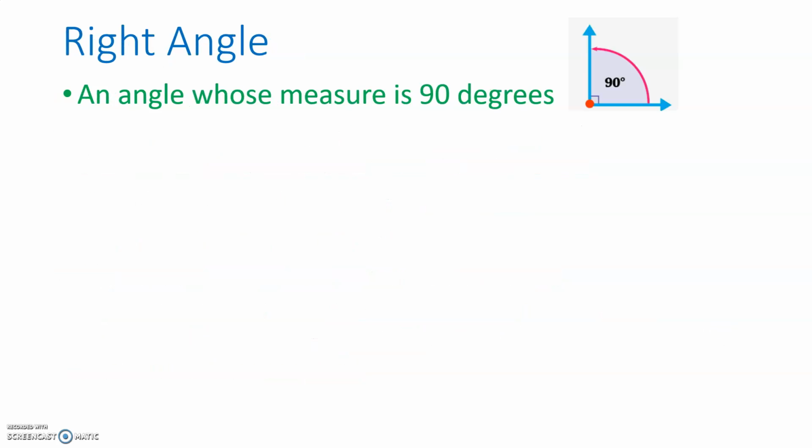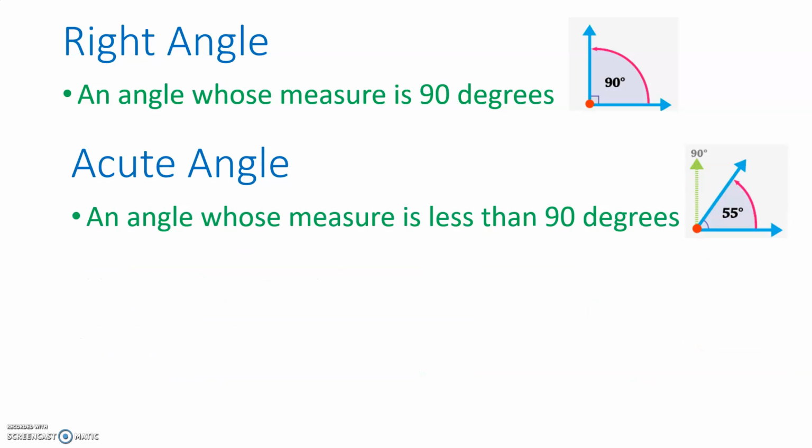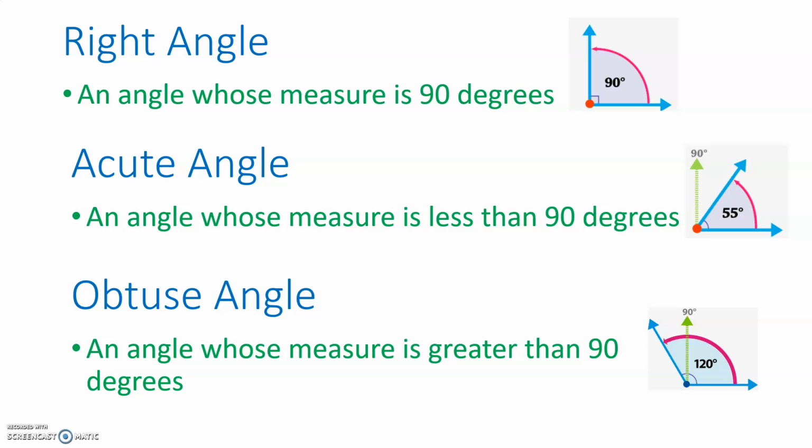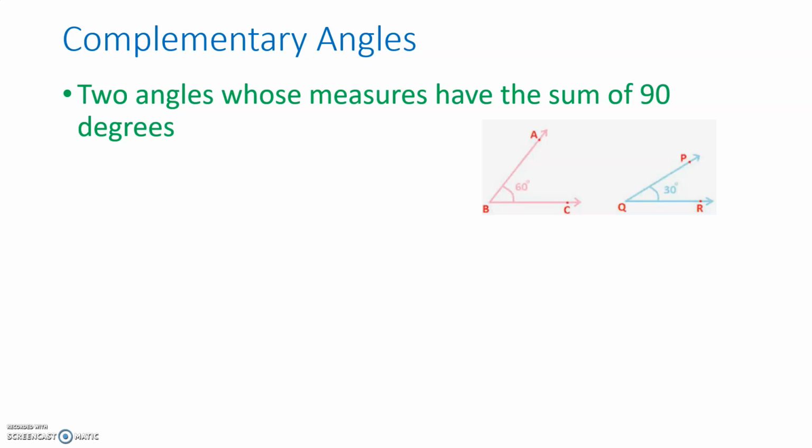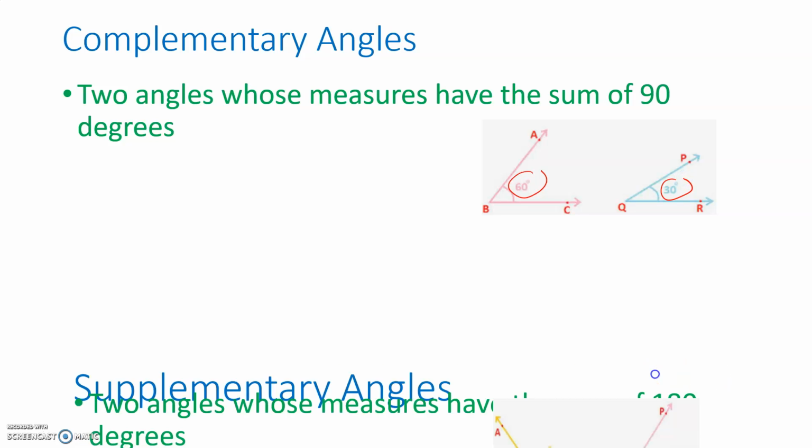So here's a right angle is an angle whose measure is 90 degrees. An acute angle is an angle whose measure is less than 90 degrees. Obtuse angle is an angle whose measure is greater than 90 degrees. Complementary angles, two angles whose measures have the sum of 90, 60, and 30 add up to be 90. They do not have to be connected to each other, but they could be.